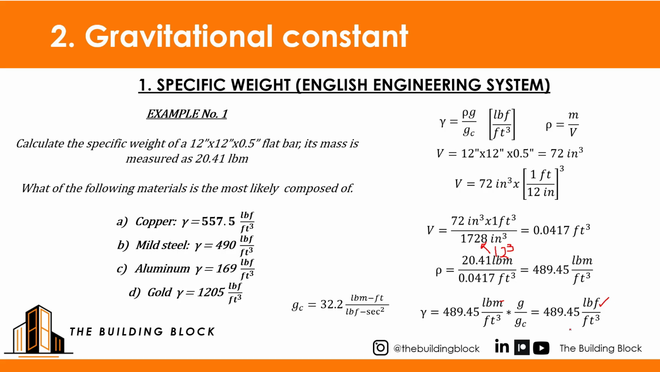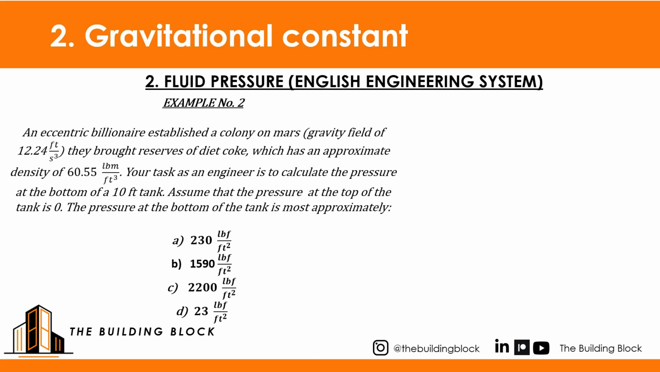Now, for the second example, imagine an eccentric billionaire setting up a colony on Mars, where the gravity field is 12.24 feet per second squared. They brought reserves of Diet Coke with an approximate density of 60.55 pounds mass per cubic foot. As an engineer, your task is to calculate the pressure at the bottom of the 10-foot tank, assuming the pressure at the top is 0. Compare the result with one of the following 4 options. Now it's time to pause the video and give it a try.